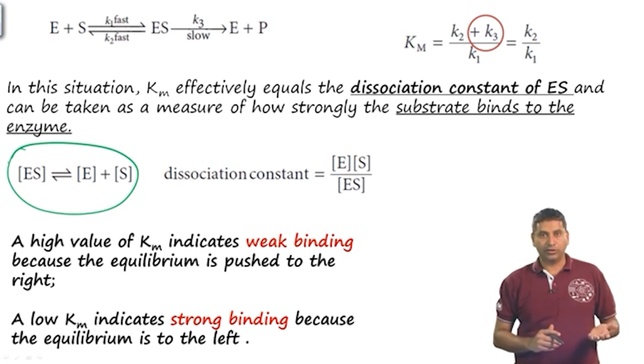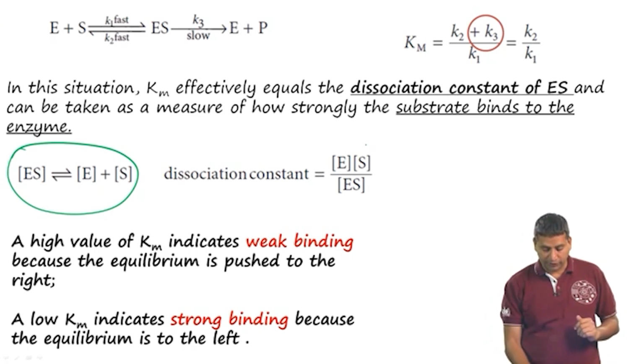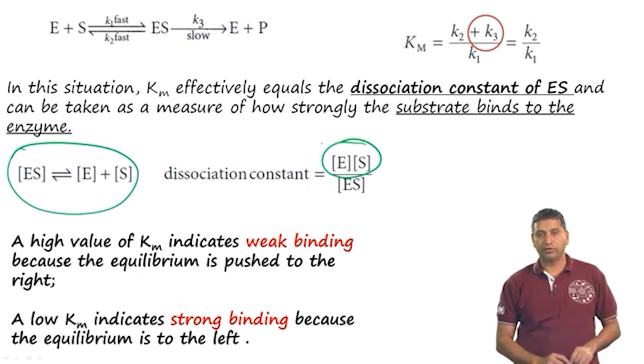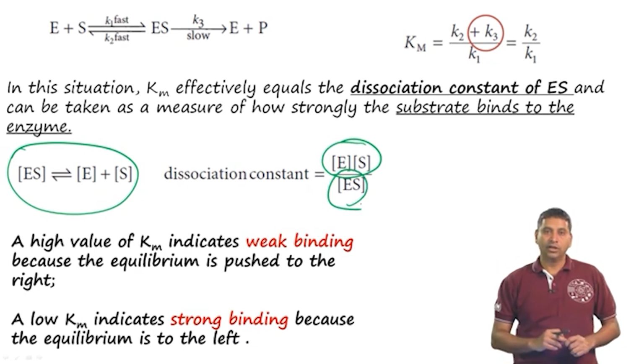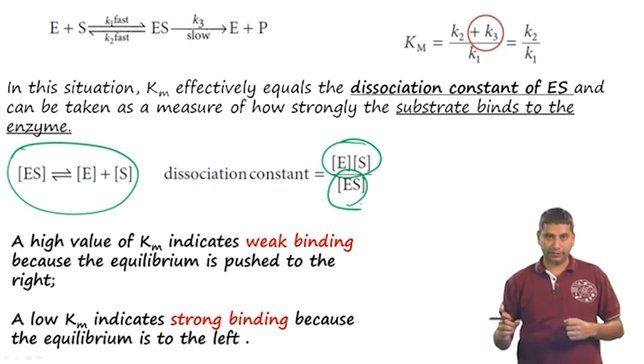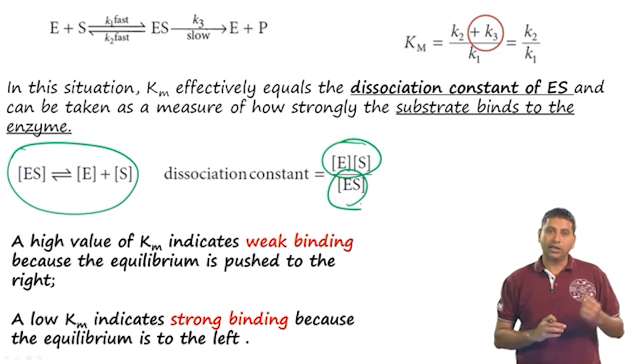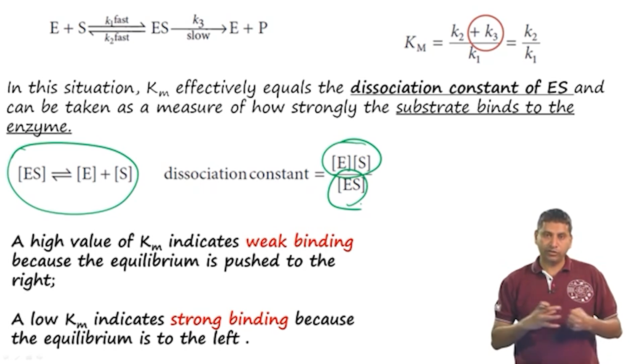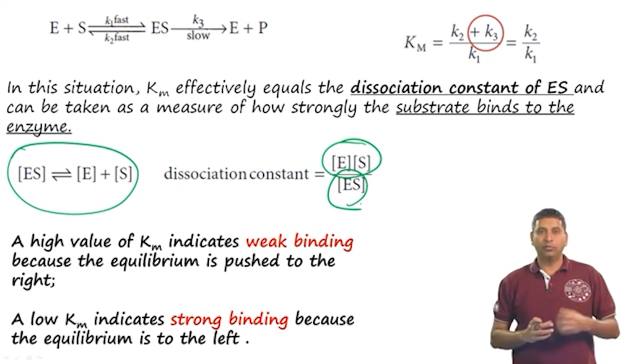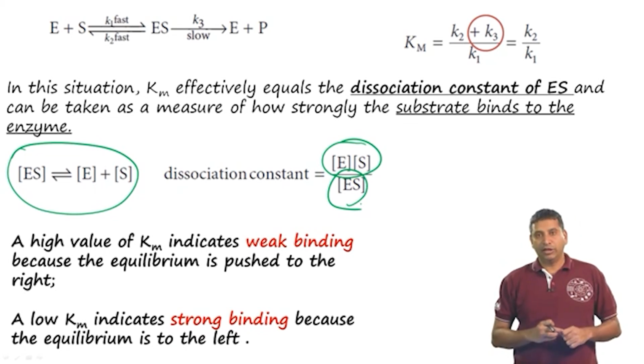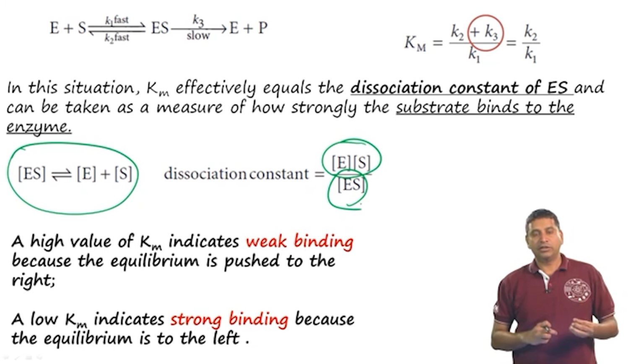The dissociation constant is nothing but the concentration of the enzyme multiplied by the concentration of the substrate divided by the concentration of the enzyme-substrate complex. So, a high value of Km indicates weak binding because the equilibrium is pushed towards the right, whereas a low value of Km indicates strong binding because the equilibrium is towards the left. Therefore, the Km is a very good measure of how well the substrate binds to the enzyme.